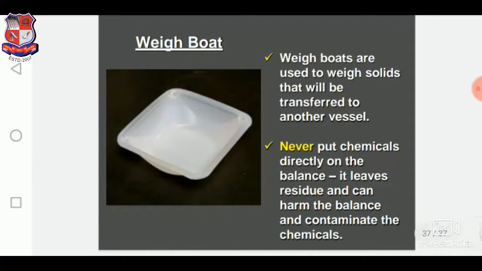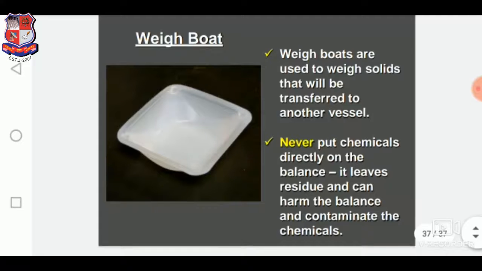Weighing boats. Weighing boats are used to weigh solids that will be transferred to another vessel. Never put chemicals directly on the balance. It leaves a residue and can harm the balance and contaminate the chemicals.